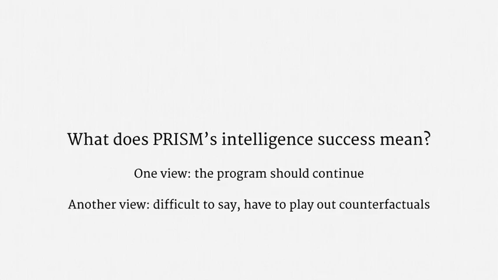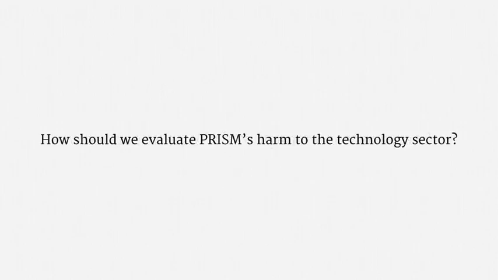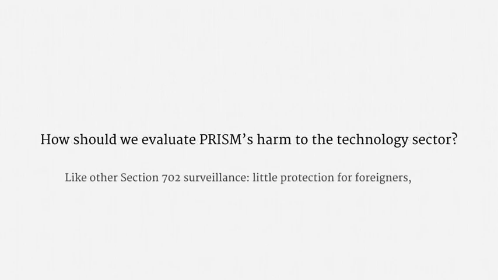The second thought I'd like to leave you with is, how should we evaluate harm to the technology sector? Like other Section 702 programs, PRISM affords very little protection to foreign individuals, businesses, and governments. And also, like other Section 702 surveillance, PRISM allows for a lot of incidental collection against ordinary Americans. Those certainly remain very real concerns.